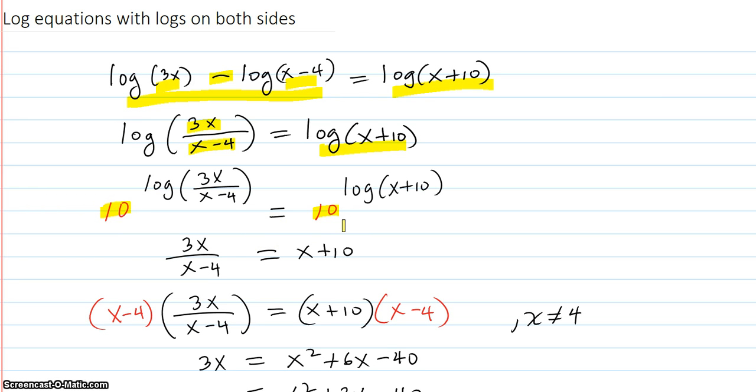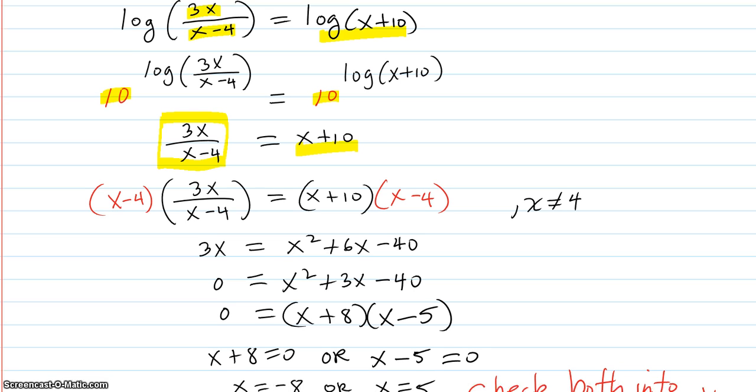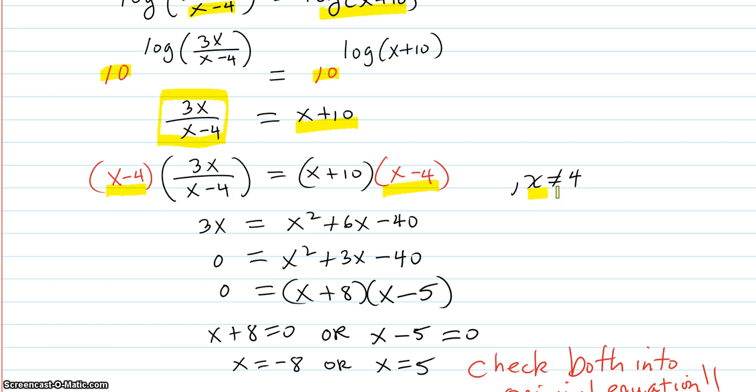the equation. 10 to the log base 10 of 3x over x minus 4 is 3x over x minus 4, and 10 to the log base 10 of x plus 10 is x plus 10. Now you're just in a rational equation, so you just use those techniques. Multiply both sides by x minus 4, as long as the solution doesn't come out 4, because the equation is undefined there.